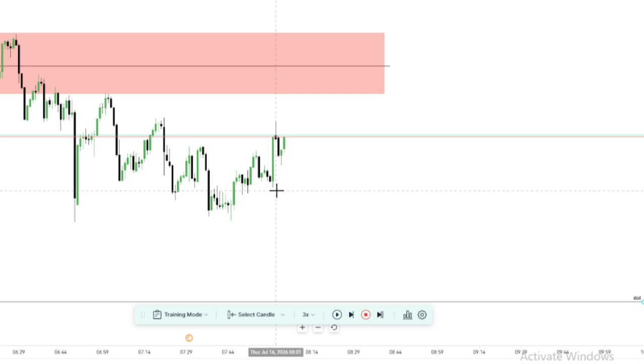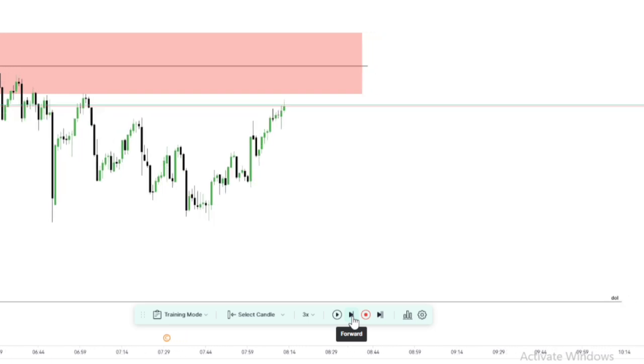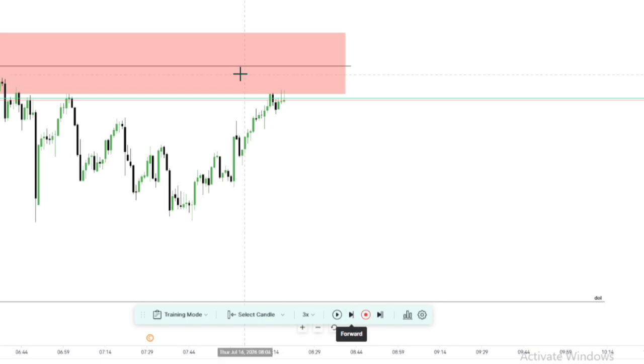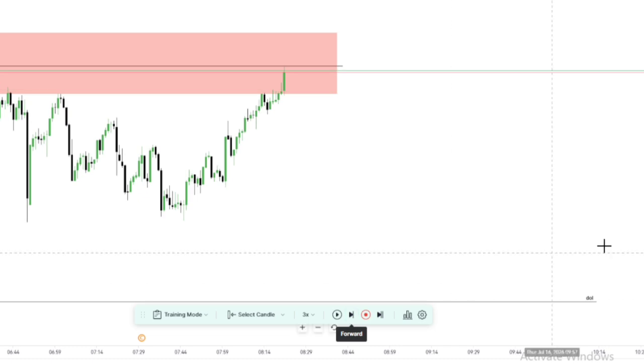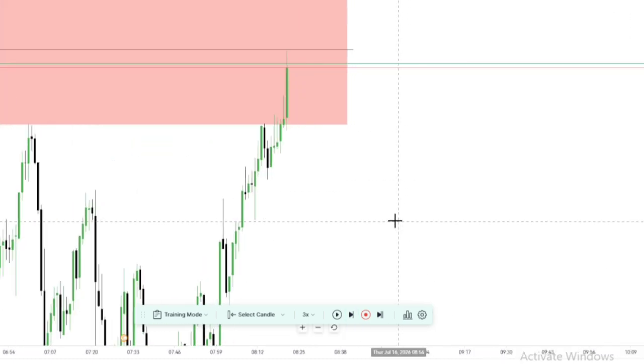This is 8 a.m. opening. You can see we have this FVG first. I want to see a deeper retest of this FVG, not just something little. Now we've gotten a deeper retest. This is now a deep retest.